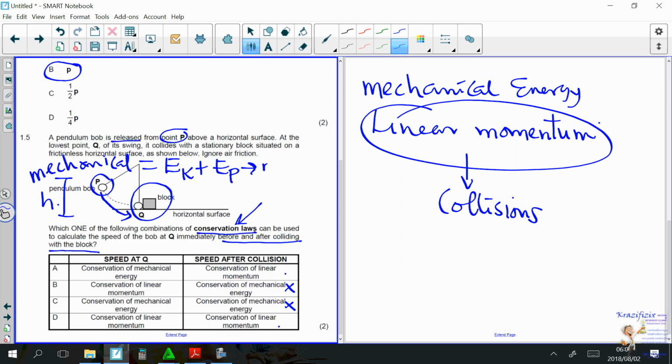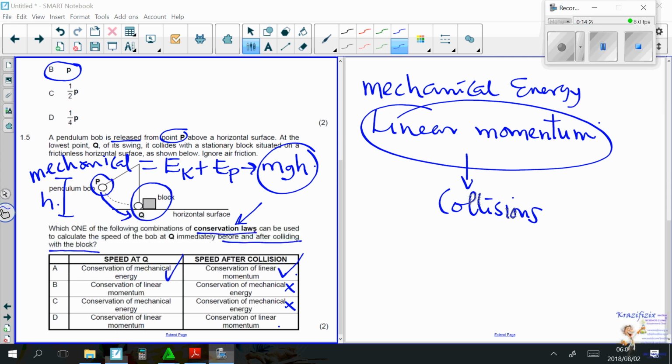And what is potential? mgh. So we could look at the conservation of mechanical energy from the top there. And then conservation of what? Linear momentum. All right, 1.5, our answer is A. We get that, right? Mechanical because there's a height, mgh, and then linear momentum because we talk about collision. So our answer is A there. All right, let's run to question 1.6.